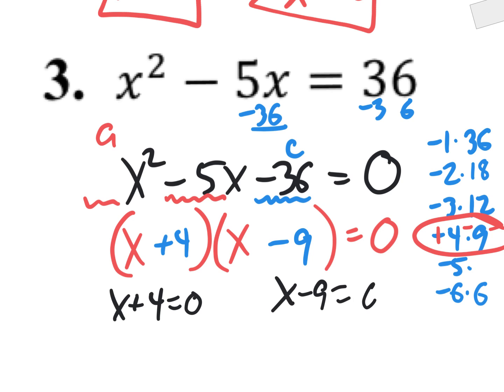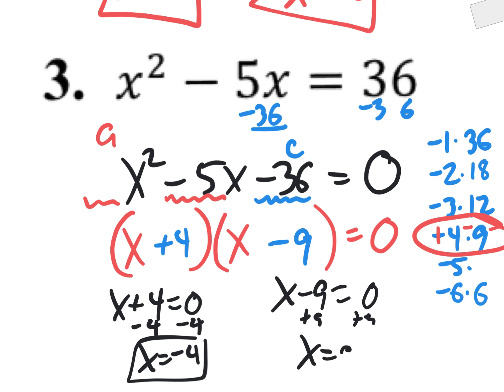And I'll be honest with you, a lot of students are like, oh, I already know the answer. I already know the answer is negative 4 and positive 9. I recommend, since we're starting, let's just show all of our work, all right? It'll be safer. So when you subtract 4, you get x equals negative 4. Over here, plus 9, x equals 9. Those are your two answers.